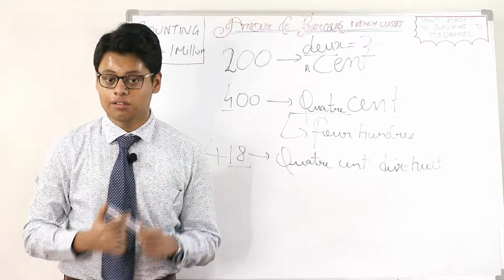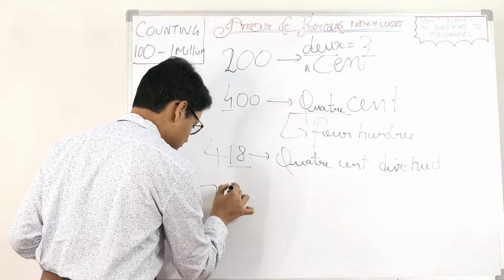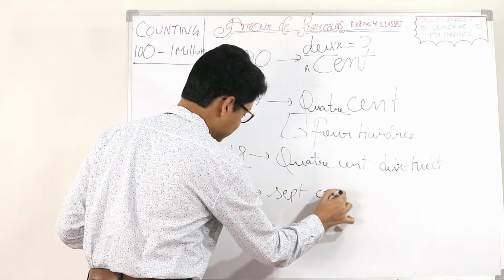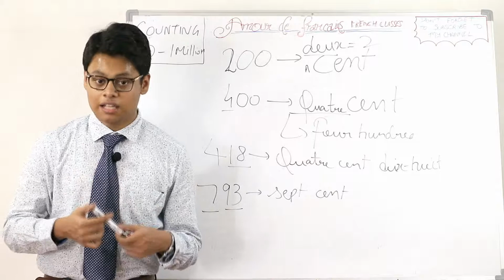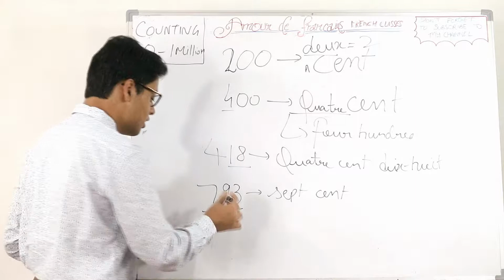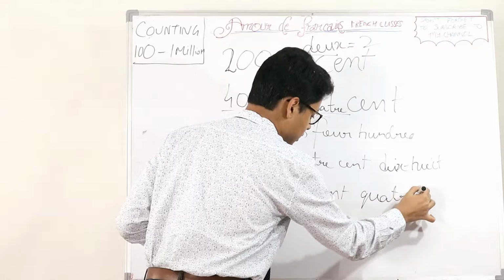Now a bigger number. 793. What will it be? Sept, which is 7, then 100, which is cent, and then 93. 93 is quatre-vingt-treize. So, if you haven't watched my earlier video on counting, which is from 0 to 100, do watch it, the link is in the description. It will help you a lot. So, 93, quatre-vingt-treize.